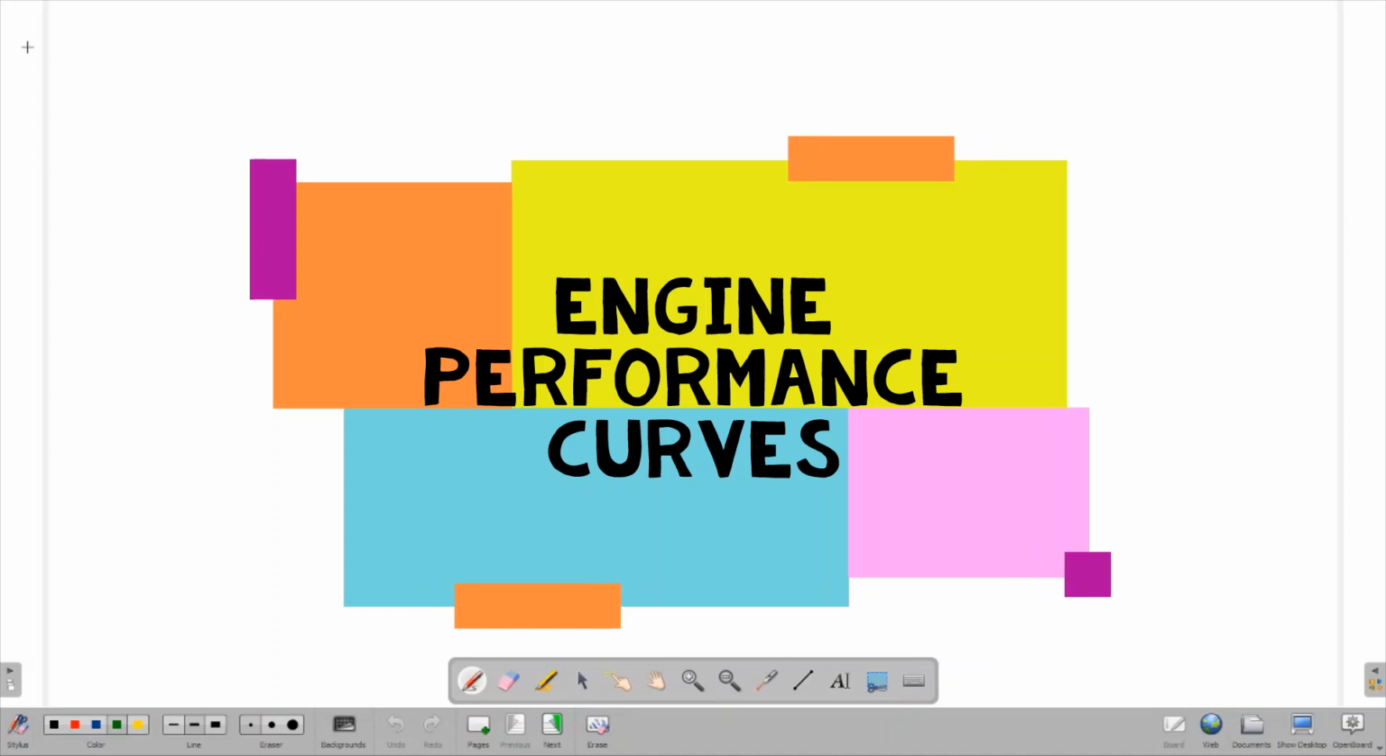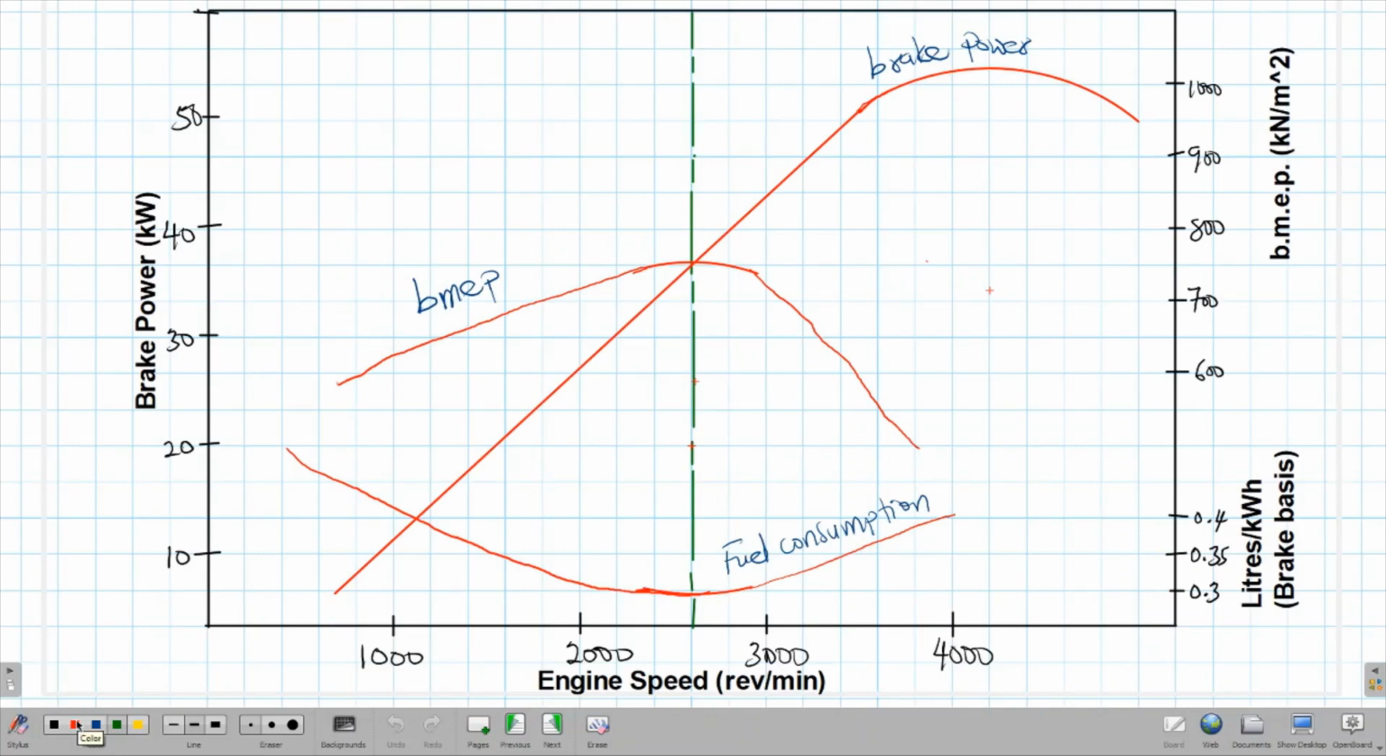Today, we'll be talking about performance curves of internal combustion engines. On a base representing the engine speed in revolutions per minute, are shown plotted curves of brake power, brake mean effective pressure, and fuel consumption per kilowatt on a brake basis, as shown in this figure.